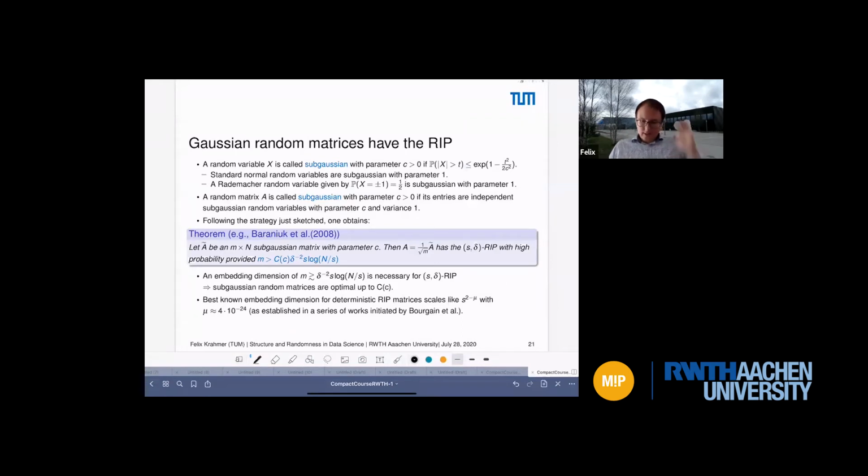And so we can now define something general called sub-Gaussian random variables, where you have a tail decay of the random variable that's below the one of the Gaussian. But if you haven't seen this before, just think of a Gaussian random variable, or even simpler, a plus-minus one random variable, taking both values with equal probability. Then we say a matrix is called sub-Gaussian with parameter C if all its entries are independent sub-Gaussian random variables with parameter C. And so we had the strategy that we just sketched, and that leads exactly to the following result. We have an n by n sub-Gaussian matrix with parameter C, and then we have the restricted isometry property with high probability.